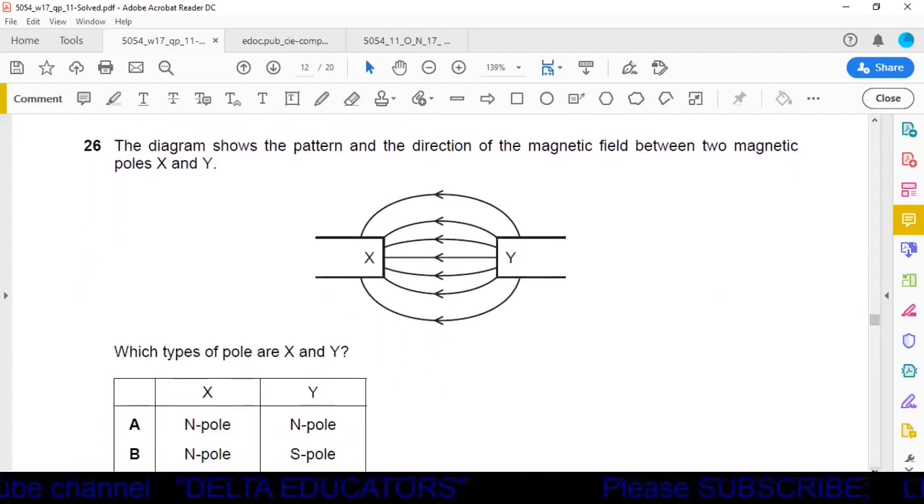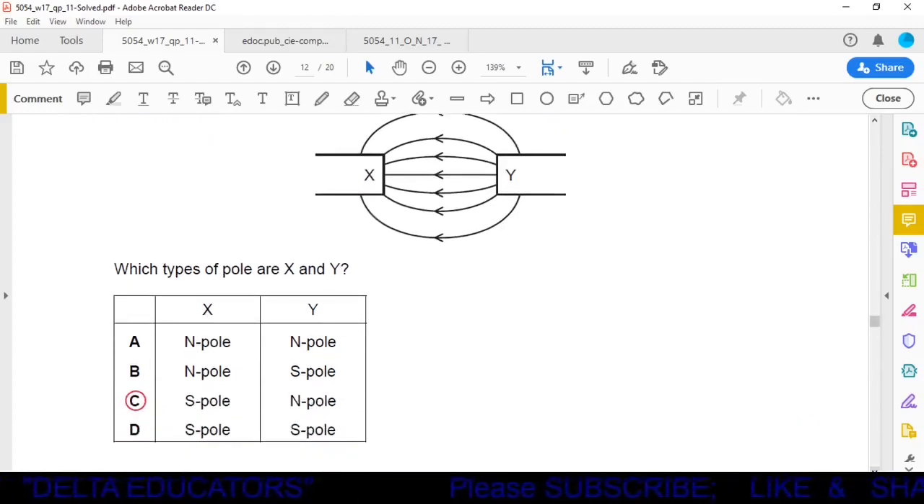Question number 26. The diagram shows the pattern and the direction of the magnetic field between the magnetic poles X and Y. Here we have two magnets, one pole X, second pole Y. Which type of pole are X and Y? Here we have four options. Here it is X, it is Y.